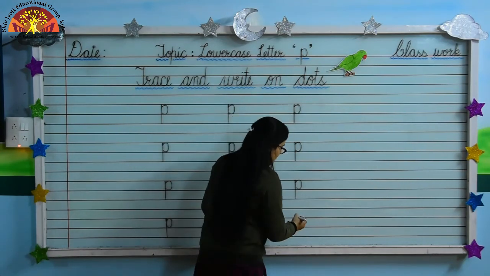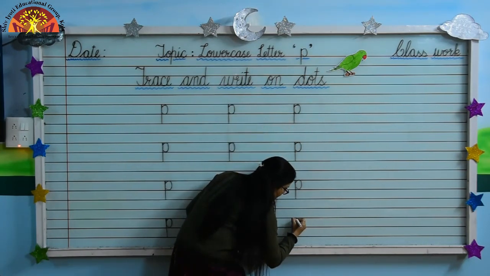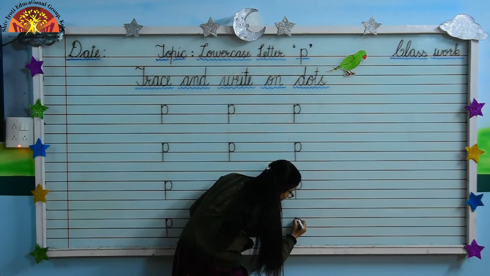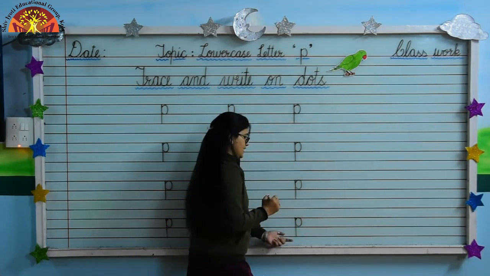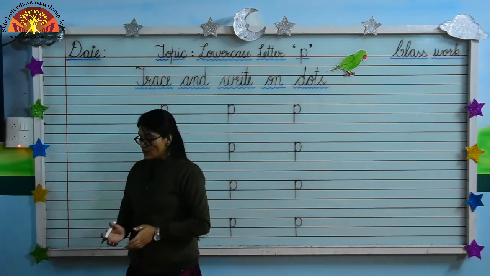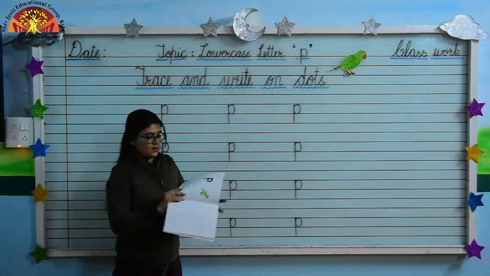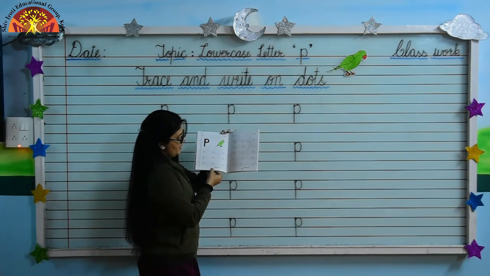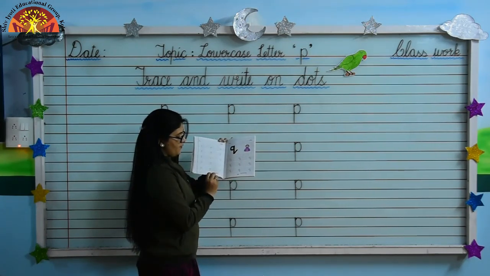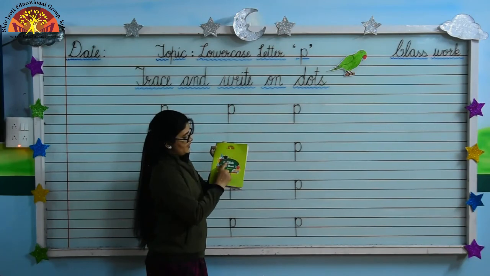Now let's do one last time. Put your pencil here. Draw a standing line. And small curve below the starting point. Lowercase letter P. P for parrot. So kids, like this you have to do lowercase letter P on pages 52, 53 and 54 in your English workbook too.